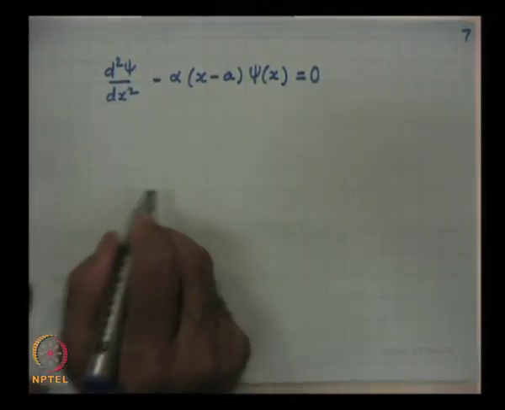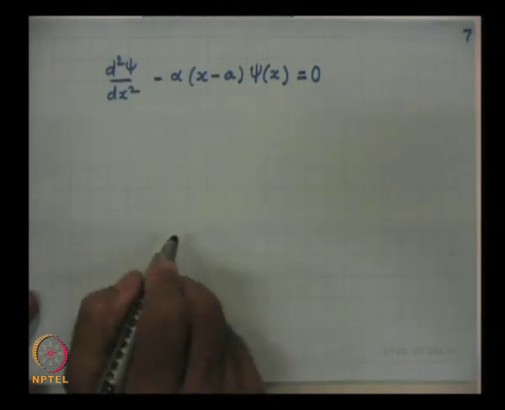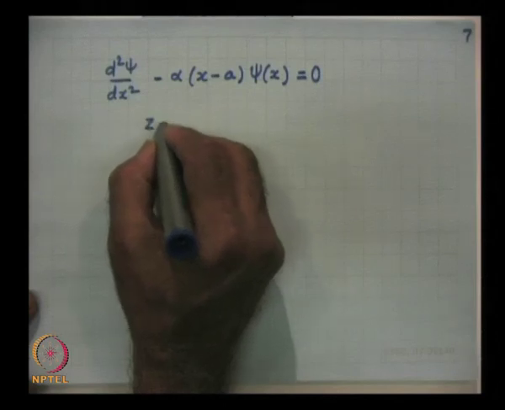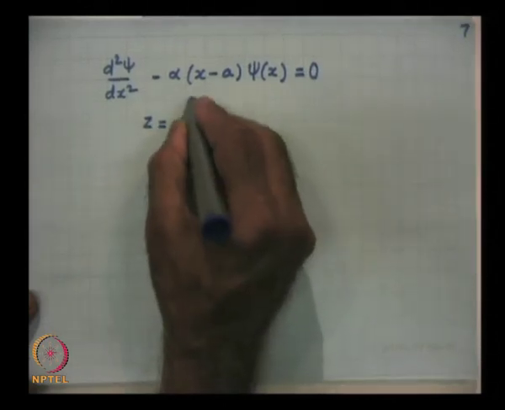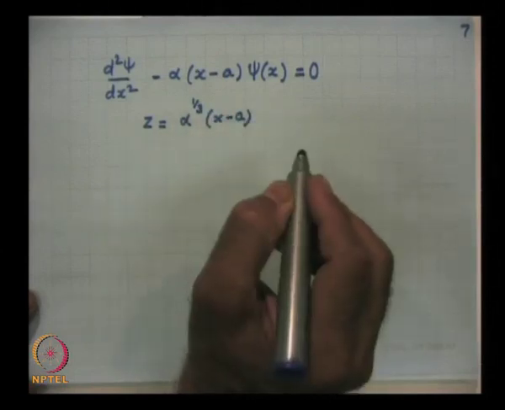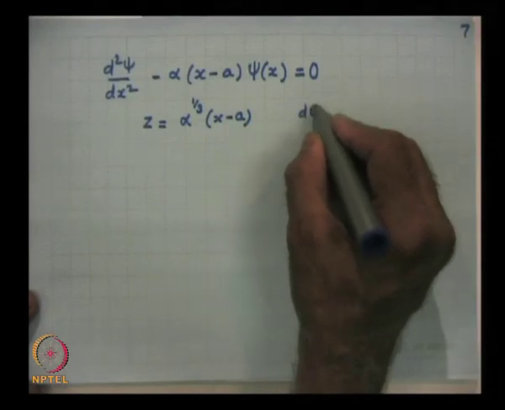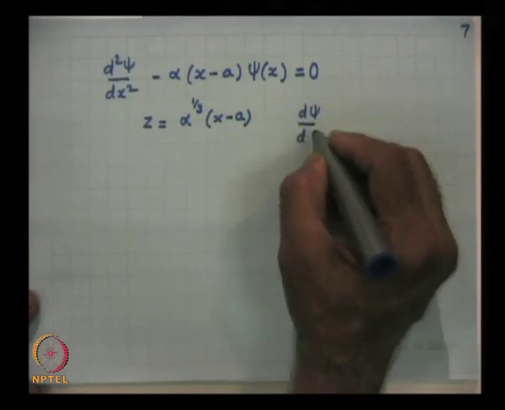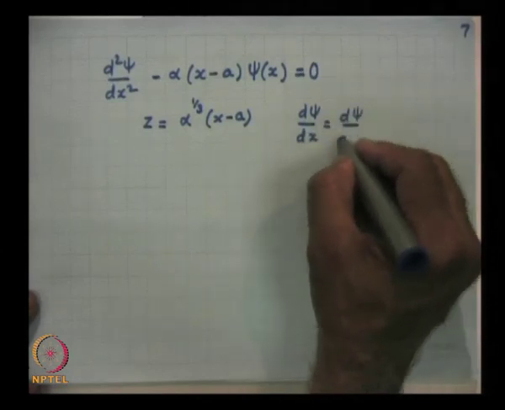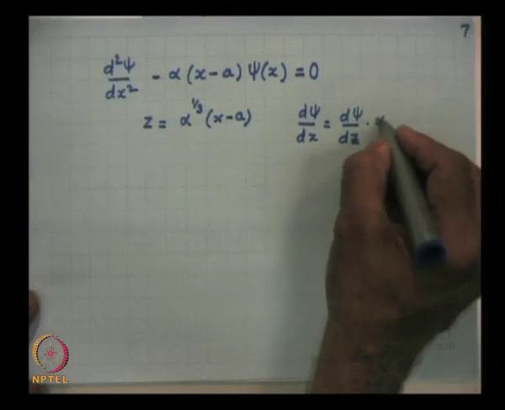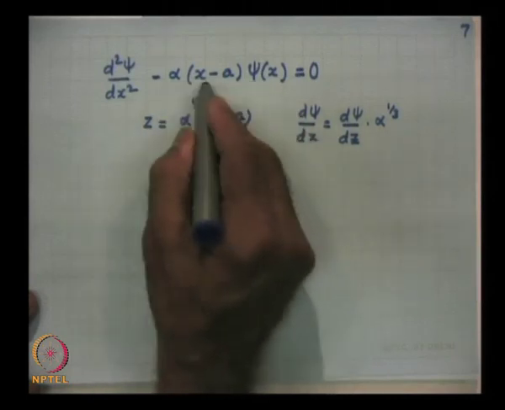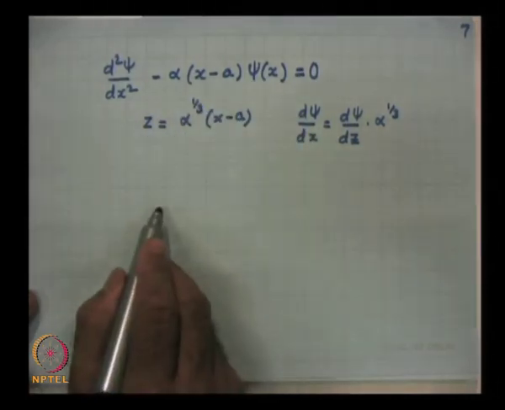Now, I make a transformation. That z is equal to alpha raised to the power of 1 by 3 into x minus a. Then d psi by dx will be d psi by dz into dz by dx, that is alpha to the power of 1 by 3, then alpha to the power of 2 by 3, and then you will have x minus a, z by alpha to the power of 1 by 3, and so on.